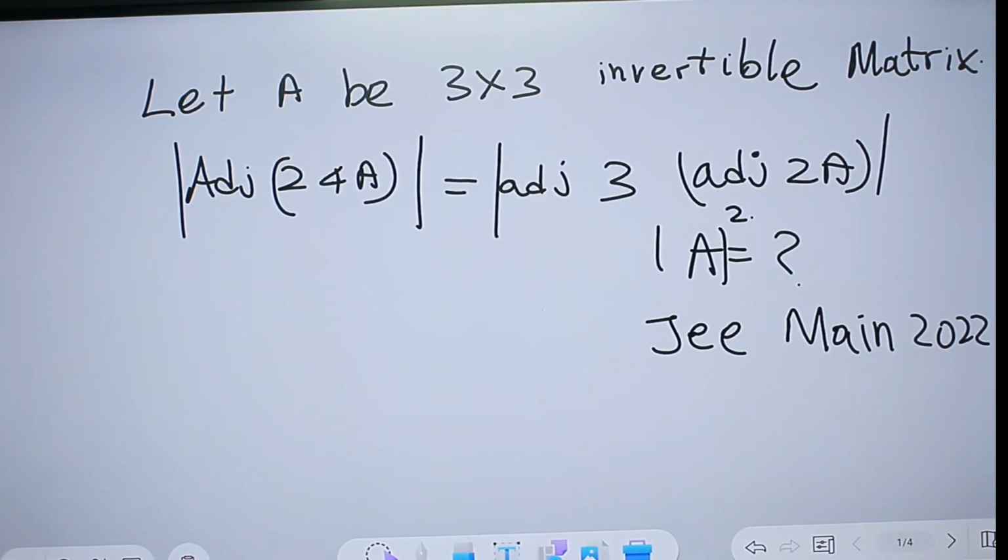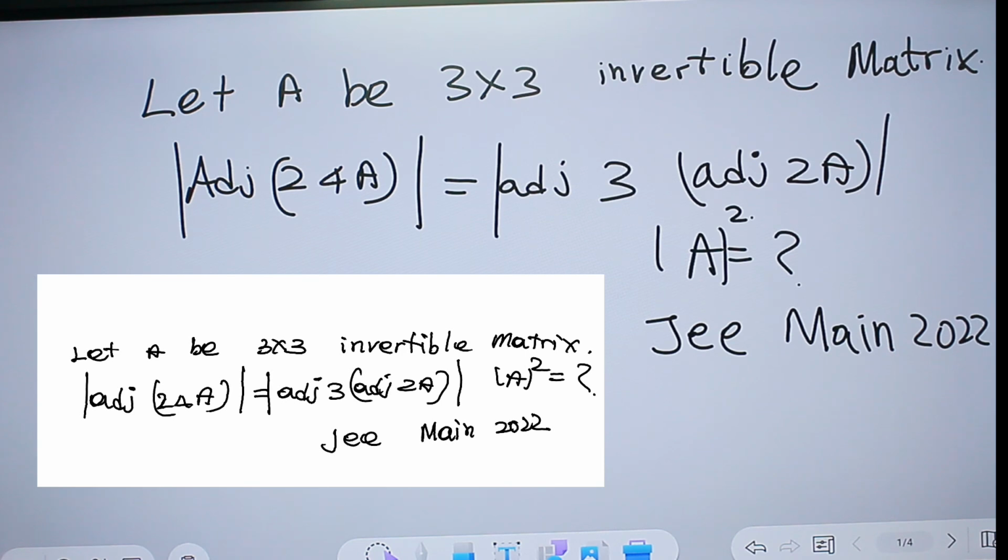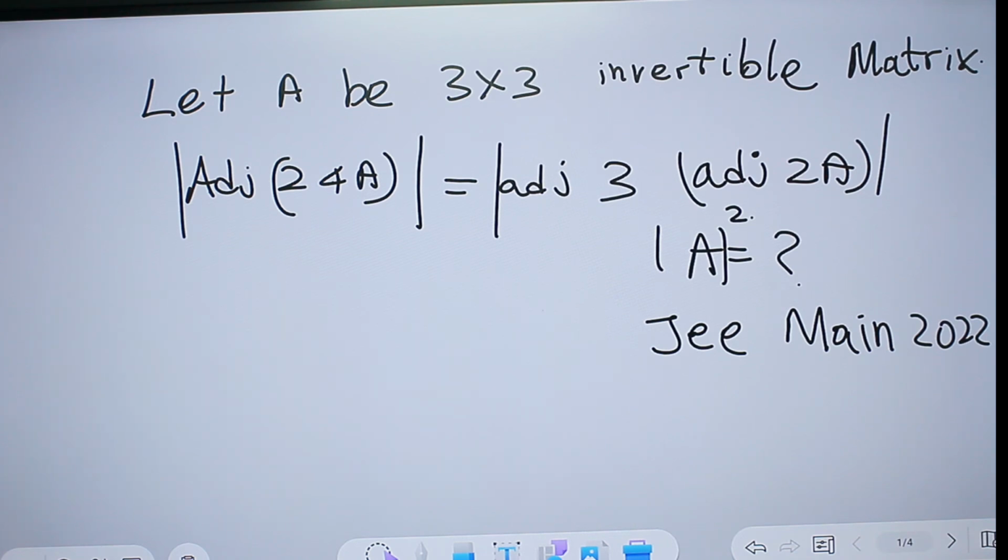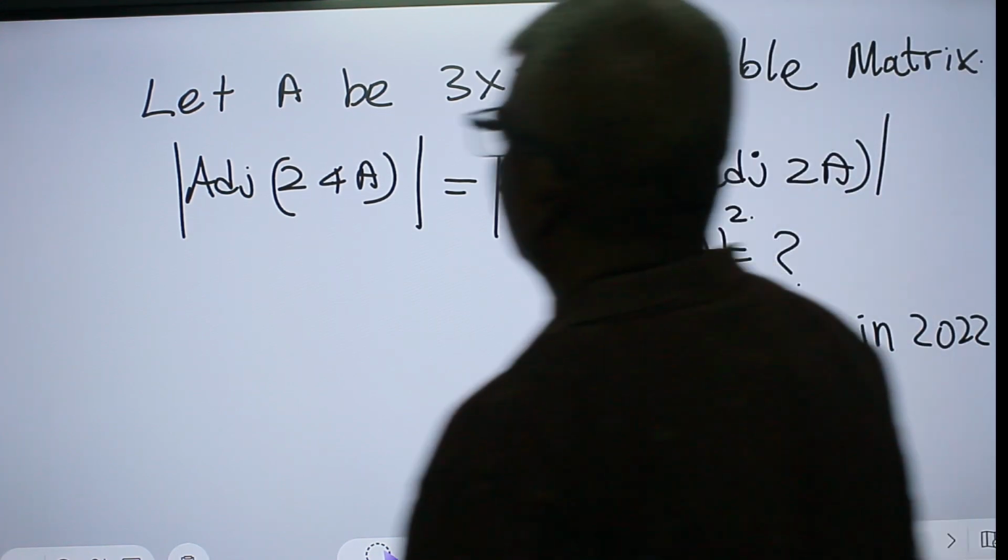In this lesson we are going to see a JEE Main Maths question. Look at the question. Let A be a 3 cross 3 matrix. Then determinant of adjoint 24A is equal to determinant of adjoint 3 adjoint 2A. Then the square of determinant of A is what? What is the value? It is a year 2022 question.